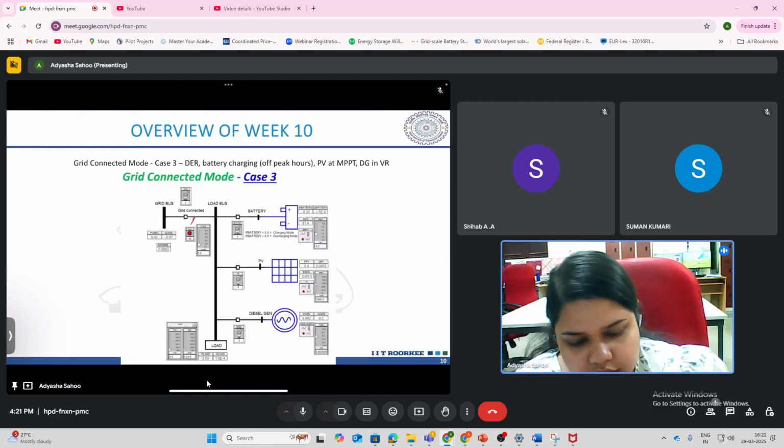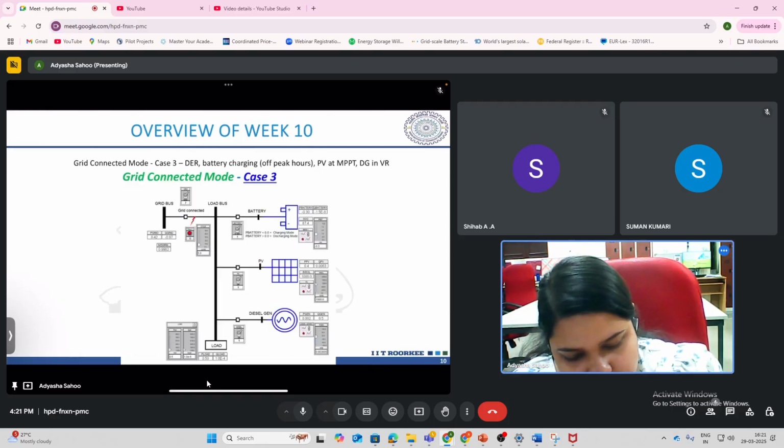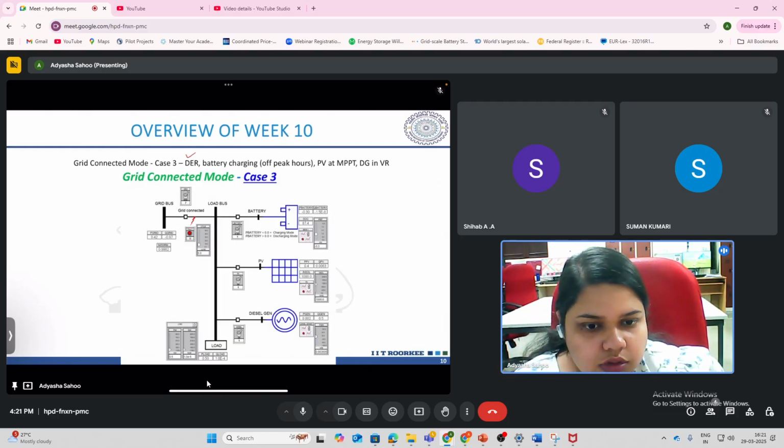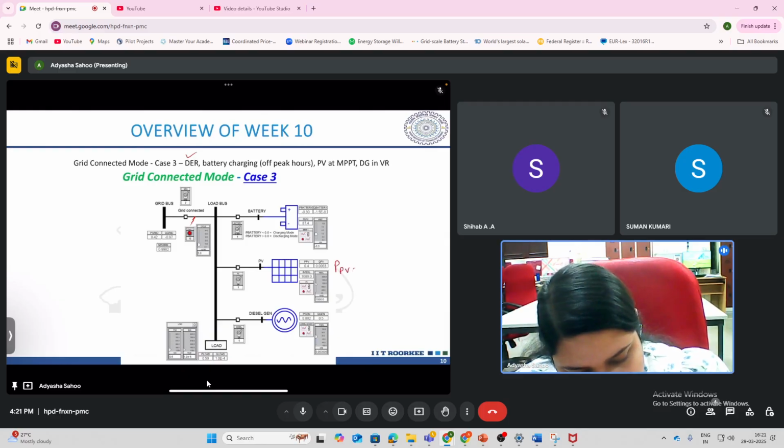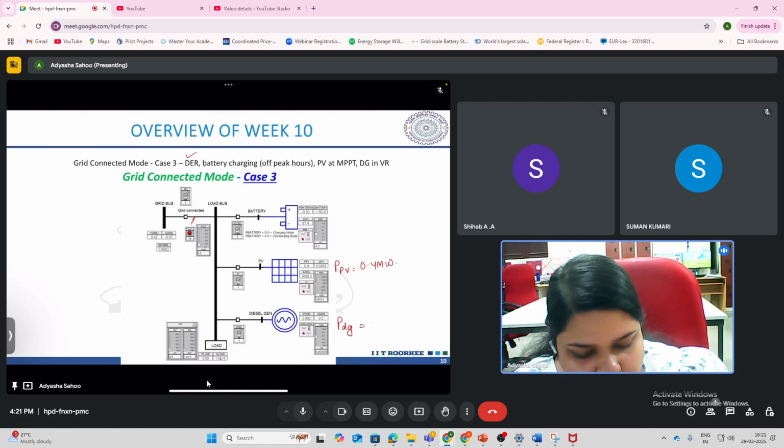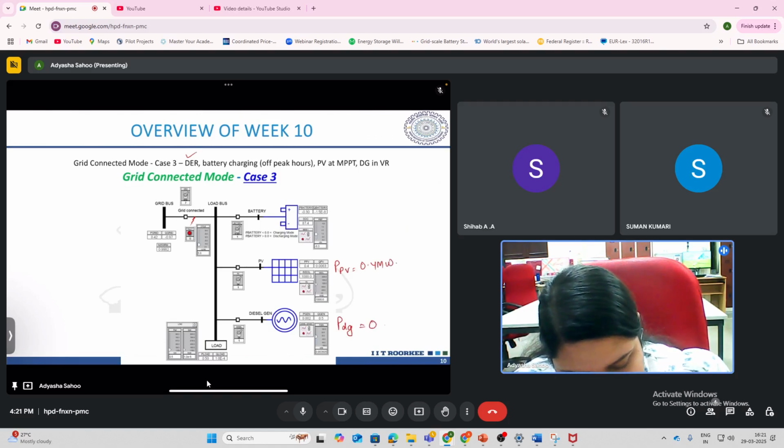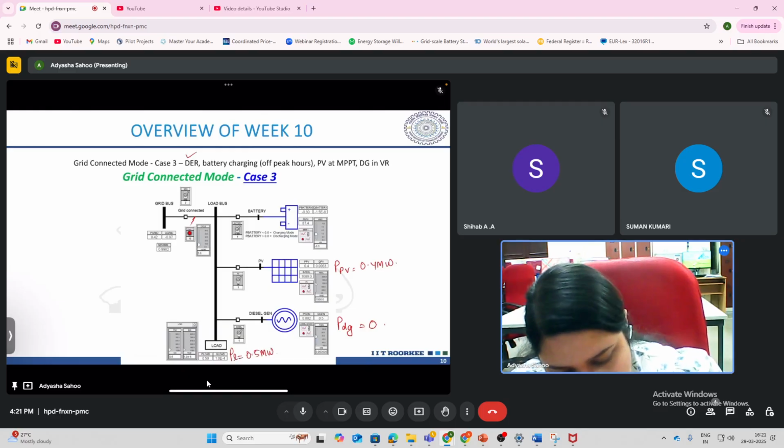Now in the third case, we have the PV. Since this is the grid connected mode, the PV will always be at MPPT. Hence the PPV is at 0.4 megawatt. PDG will be 0 since this is the grid connected mode. P load is 0.5 megawatt and P grid is 0.42 megawatt.